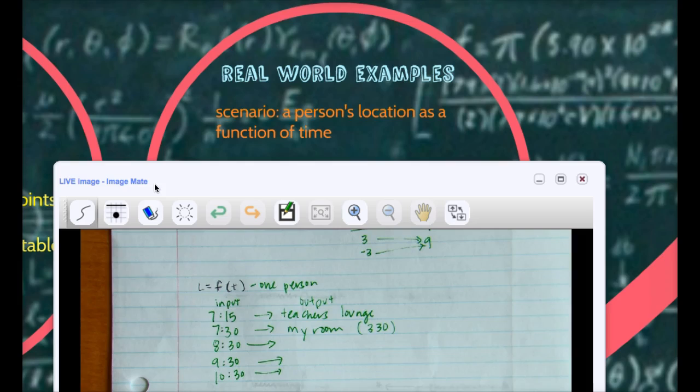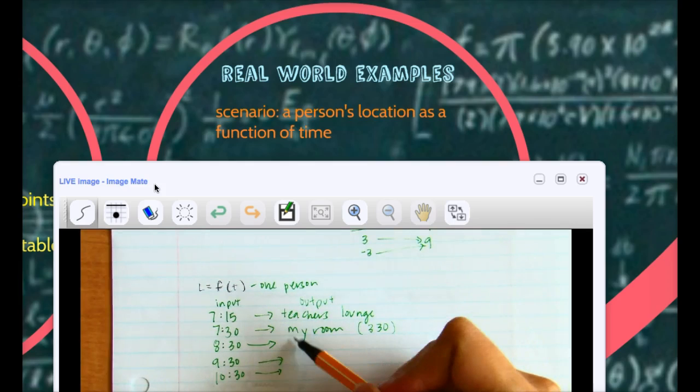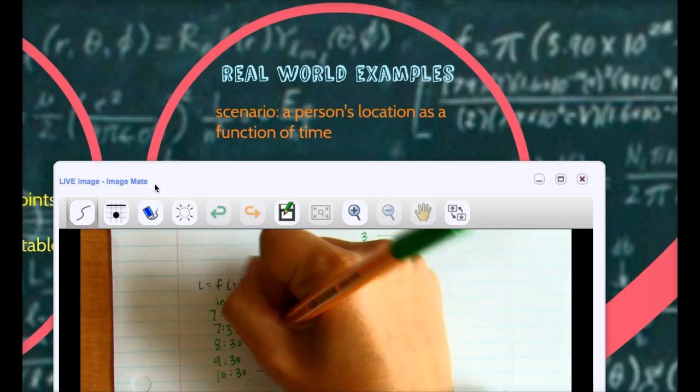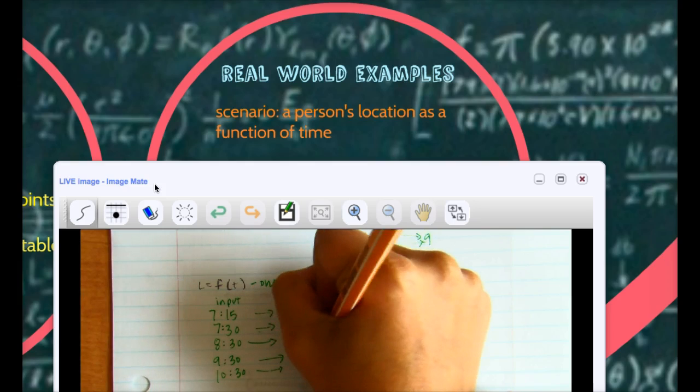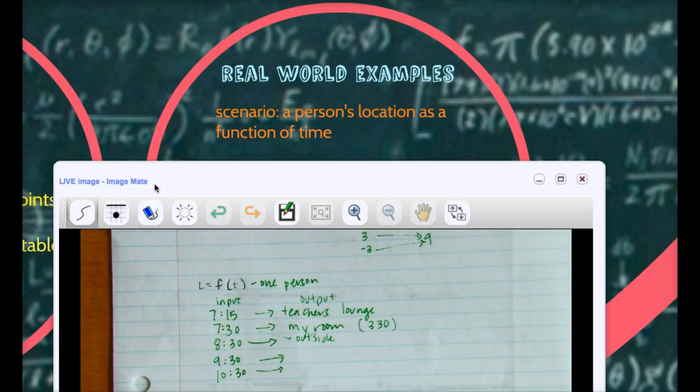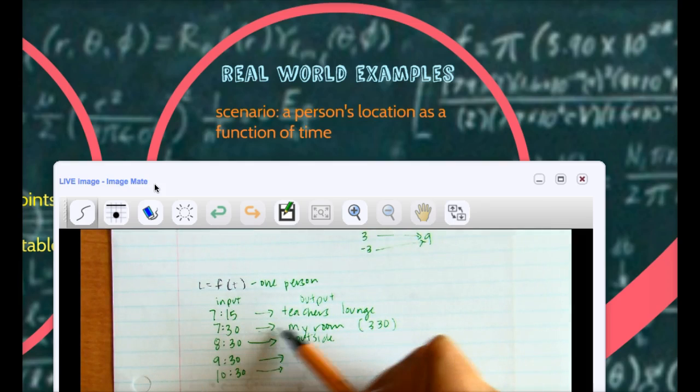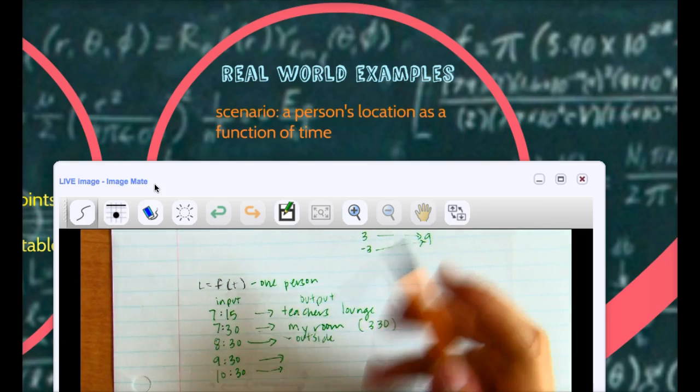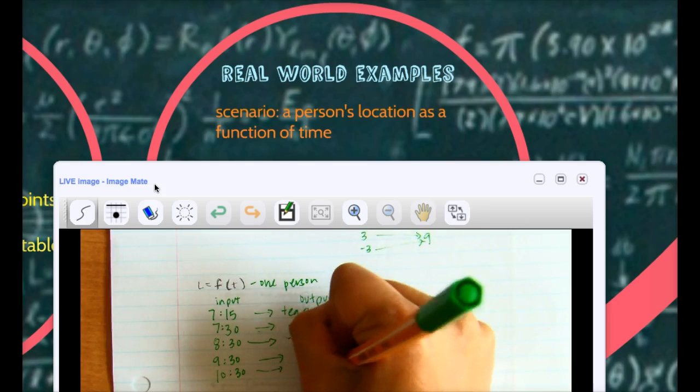Is this considered a function? Does each input have only one output? If you answered yes, this is a function, you are correct. So in this scenario, I'm never going to be both in my room and outside at the same time. I'm never going to really be in two places at once. That just can't occur. So I will never have an input that has more than one output. So this is a function.